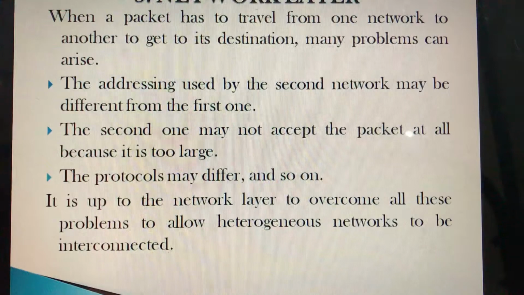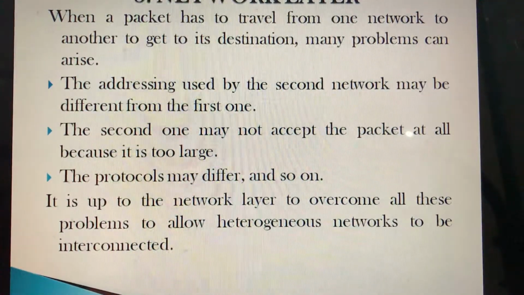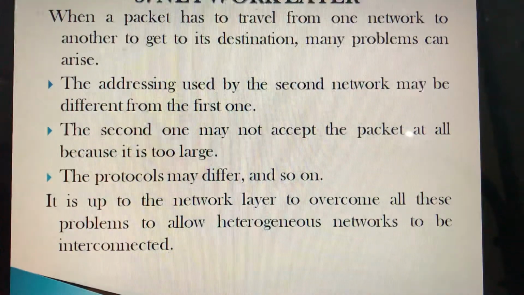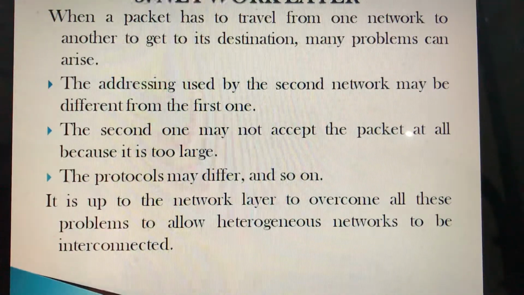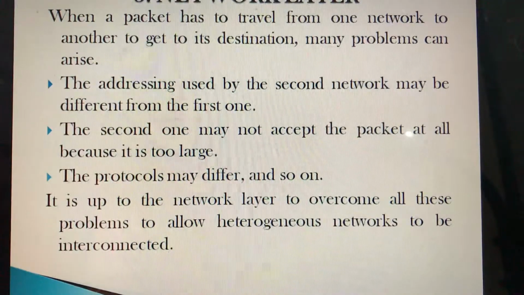When a packet travels from one network to another network, many problems arise. The first one is the addressing problem. Two networks may use different addresses. The second network may not accept a packet if it is too large. The protocols may also differ. All these problems are handled by the network layer.